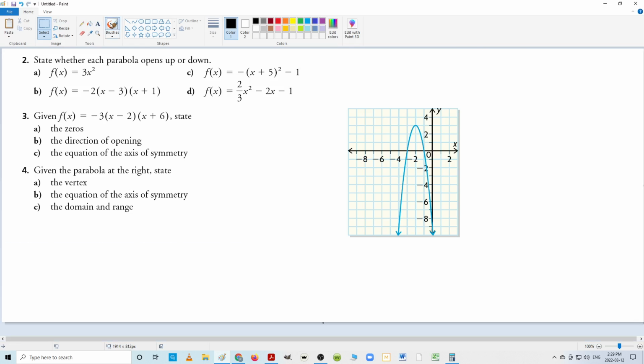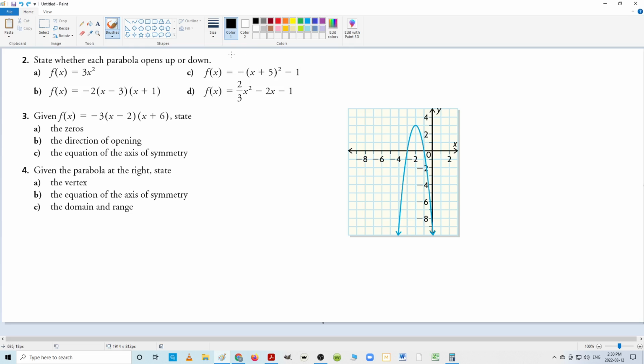State whether each parabola opens up or down. That's just going to be determined by the negative or positive sign in the beginning. That opens upwards. That has a negative, and just make sure your x's are written correctly. So when we expand this, that's going to be negative 2x squared, which means it faces downwards.